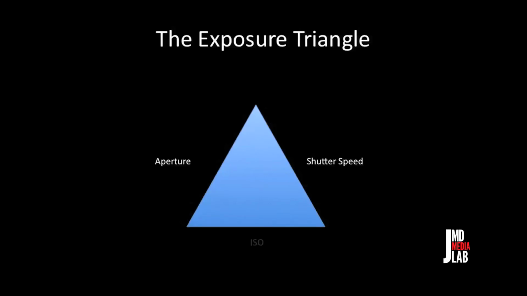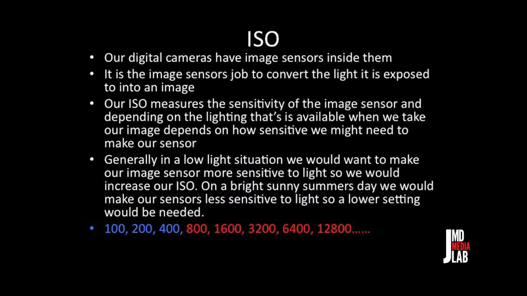And in this last and final part, we're going to be looking at ISO. Our digital cameras have image sensors inside them, and it's that image sensor's job to convert the light that comes in into an image. Our ISO measures the sensitivity of the image sensor, and depending on the lighting that's available when we take our image depends on how sensitive we might want to make our image sensor.